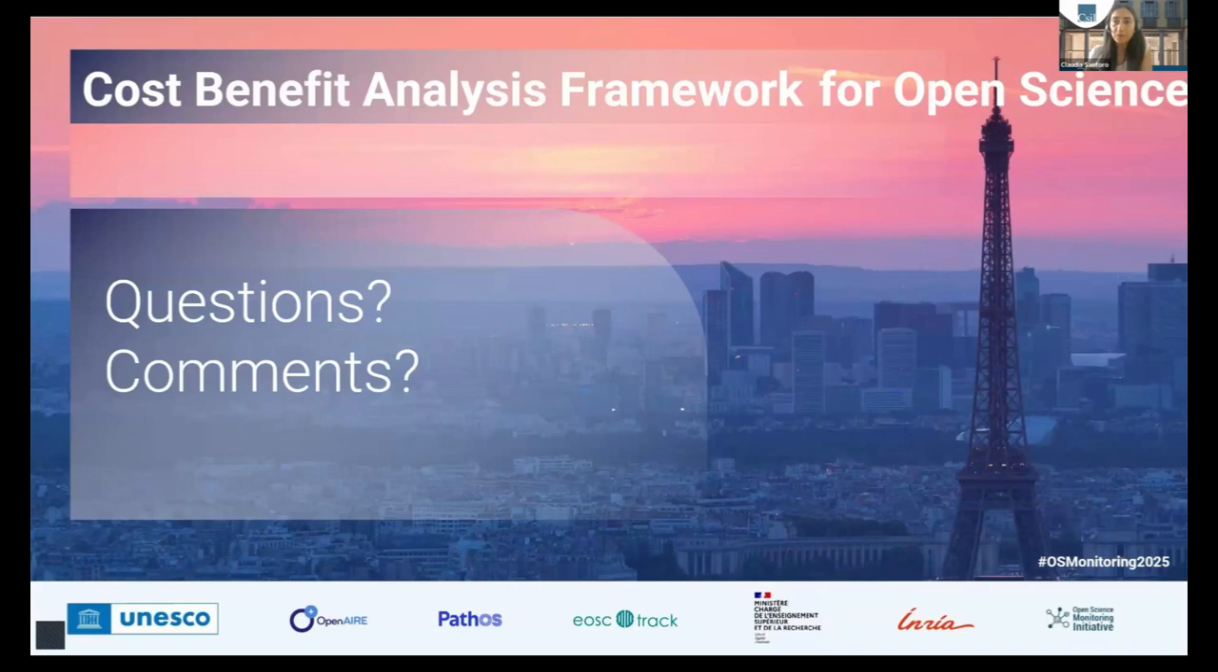The first one: what if a decision needs to be made on an investment in a new open science resource initiative for which you don't have data yet on actual costs and benefits? Can part of the CBA still provide a useful framework there?